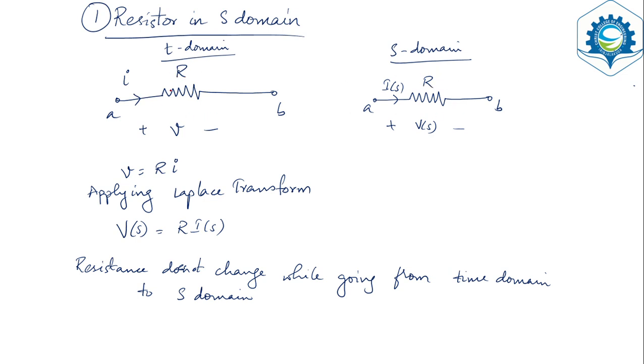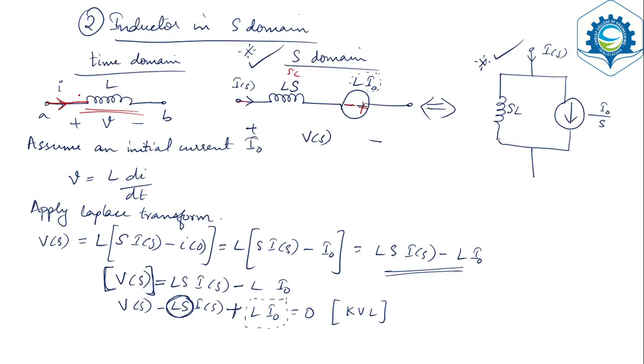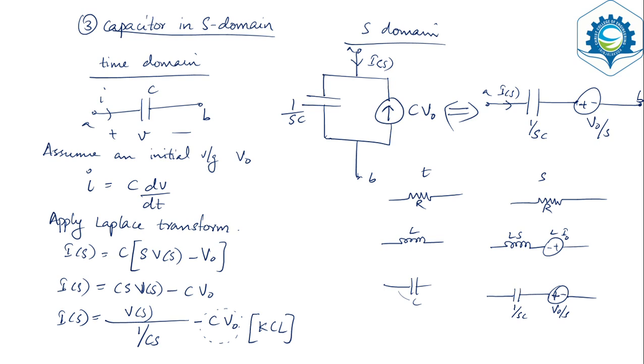Okay, so these are the transformations of your resistor. That is, the resistor is converted into R itself. Your inductor is converted into an inductor in series with a voltage source or in parallel with a current source. These are the values L into S or L into I0. And you have the capacitor, it is converted into a capacitor in parallel with a current source or a voltage source.